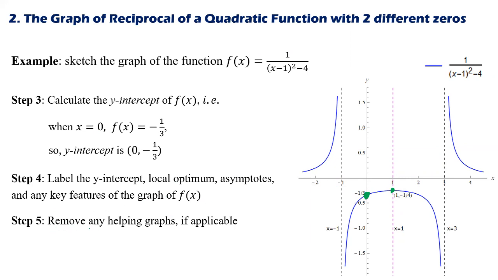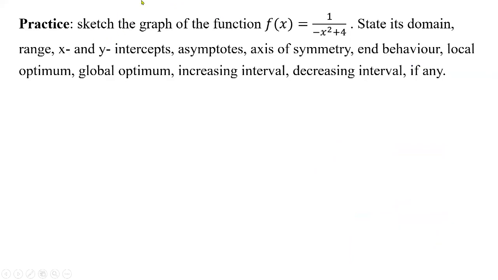Last step, remove any helping graphs if applicable. So usually we'll need to remove all the auxiliary lines if we don't need them. All right. So basically, the graph shown in the blue curve is the sketch of the reciprocal of the quadratic function here. Understand? Any questions? No? All right. If you don't have any questions, let's do a practice.